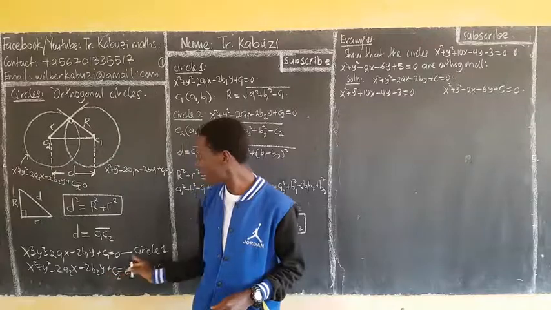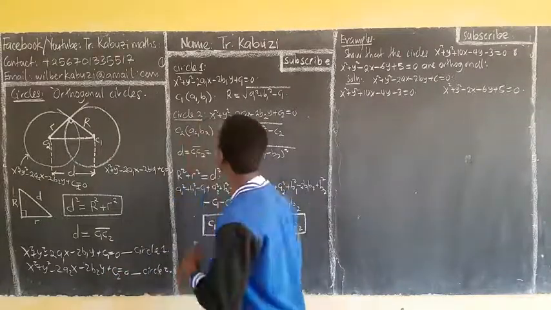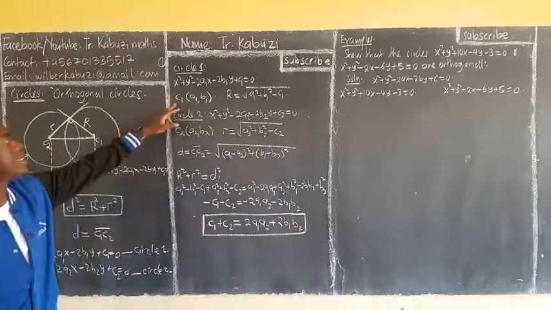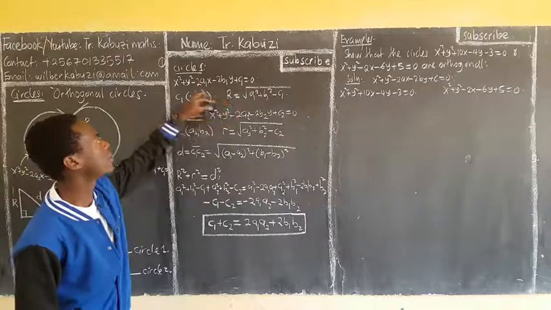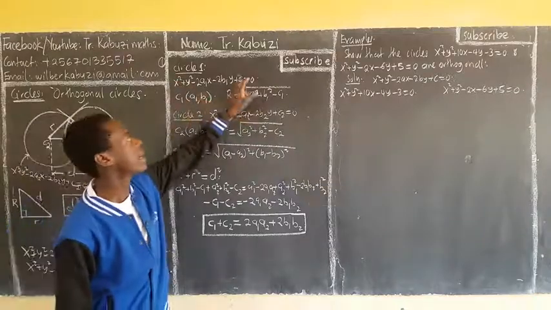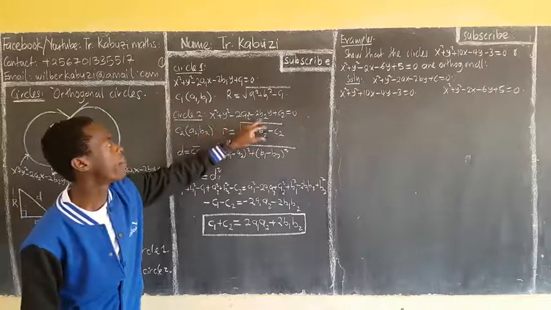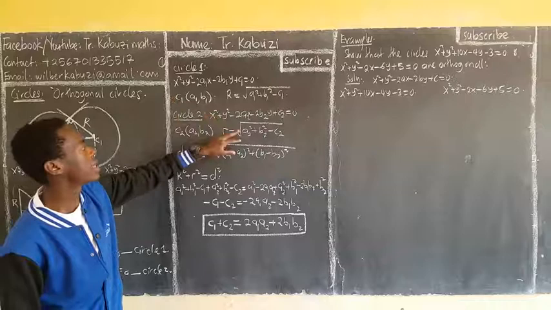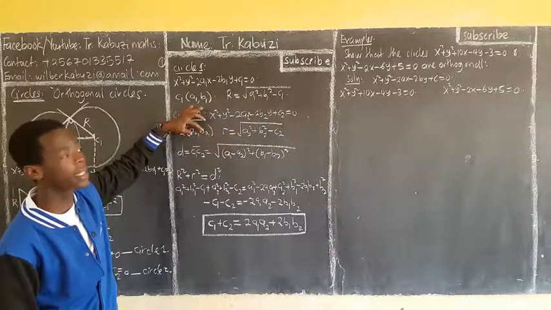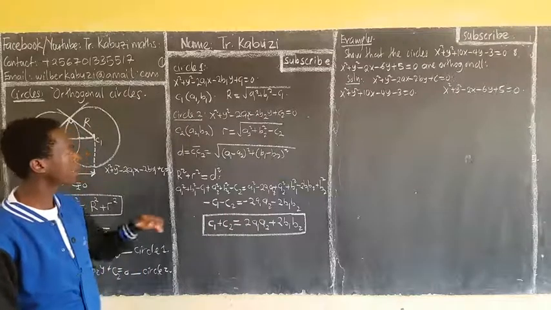Now, if this is called circle 1 and this one is called circle 2, if they are orthogonal, it means that you get the center for this, and then the radius: we square the coordinates of the center, then minus c1. Then circle 2 still, you compare, you see that the center is going to be a2, b2. Then the radius, you square the coordinates of the center, minus the constant c2.